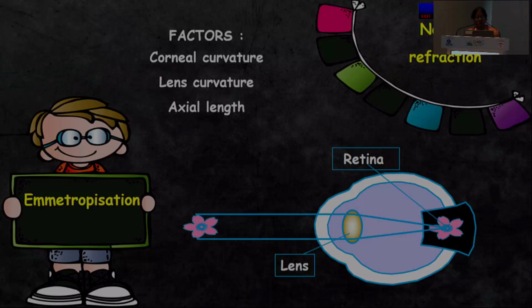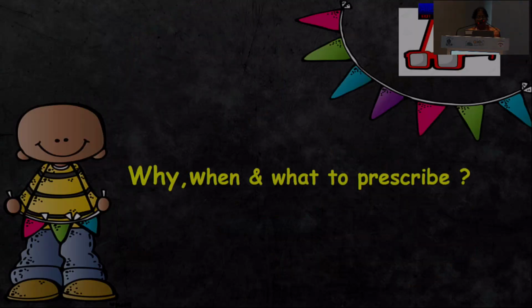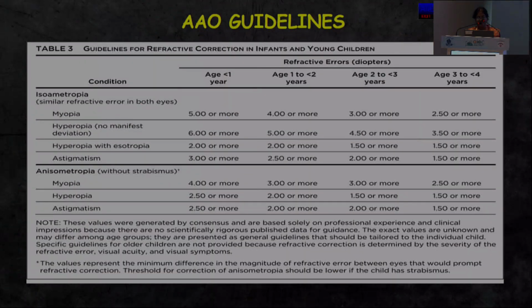So these are the basic refractive components of the eye: the curvature of the cornea, the curvature of the lens, and the axial length. Coming on to the guidelines for prescribing, we have different guidelines, the AAO, APOS guidelines, and we have the AIOS guidelines as well. The guidelines basically provide us with a framework or a foundation, but the actual prescription depends on your own clinical judgment and experience. As we look into the AAO guidelines, we can see that the threshold for anisometropia is lower than the threshold for isometropia.